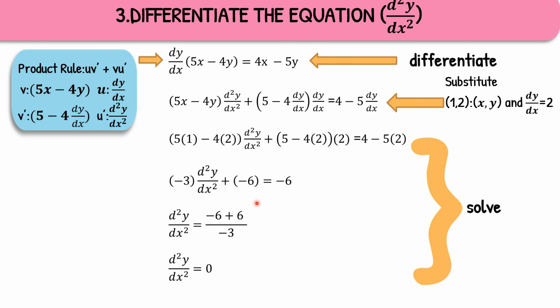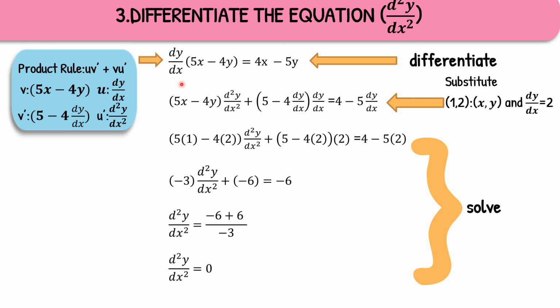Calculate the value of d squared y over dx squared by moving negative 6 and negative 3 from the left hand side to the right hand side. Finally, the value for d squared y over dx squared at point (1, 2) is 0.